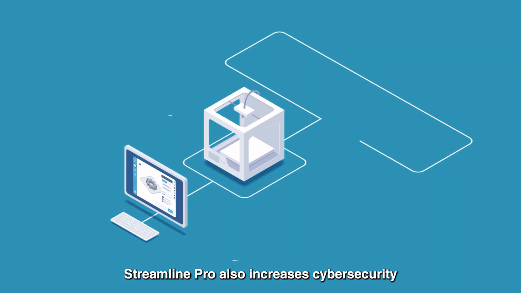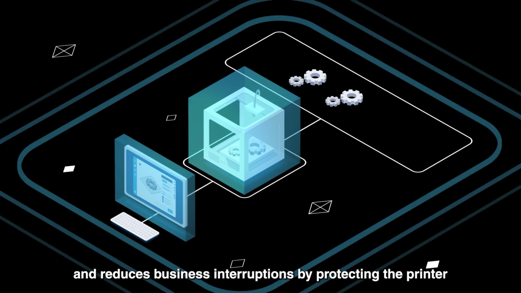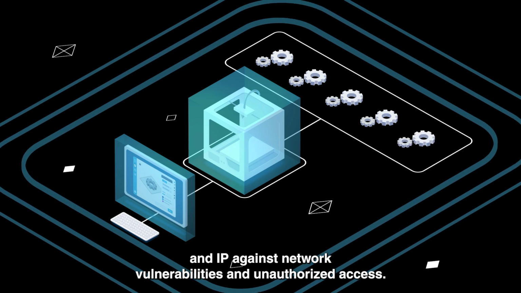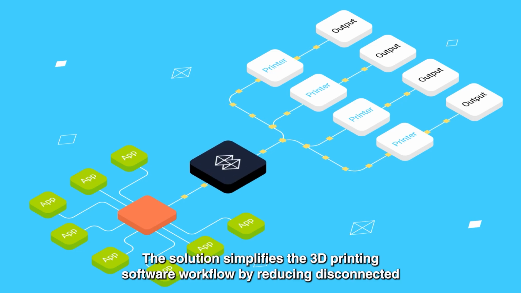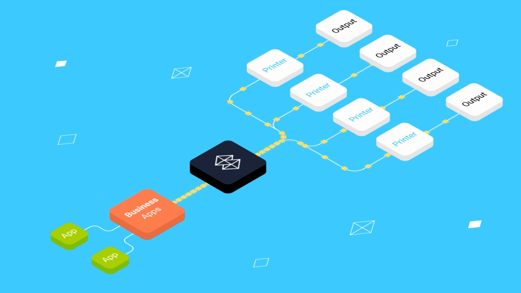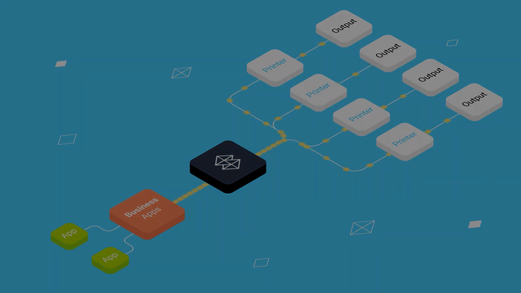Streamline Pro also increases cybersecurity and reduces business interruptions by protecting the printer and IP against network vulnerabilities and unauthorized access. This solution simplifies the 3D printing software workflow by reducing disconnected tools and integrates Stratasys printers and software with business applications, thereby enabling higher efficiency and faster decision-making.